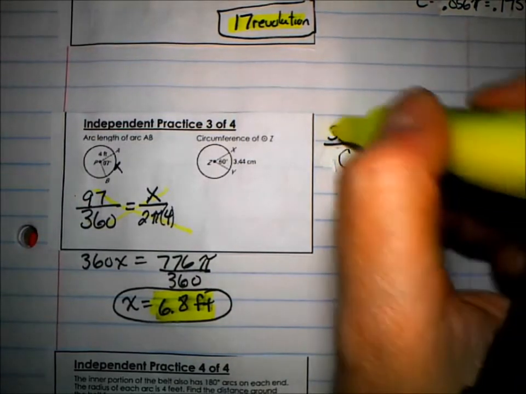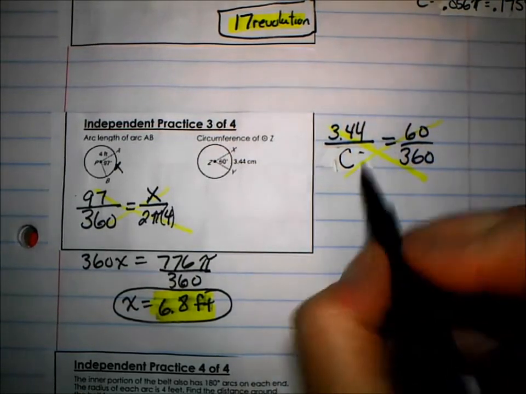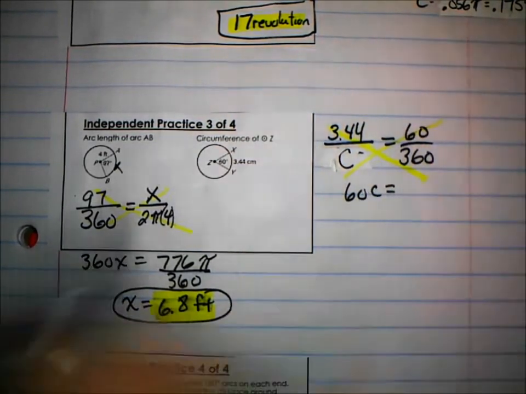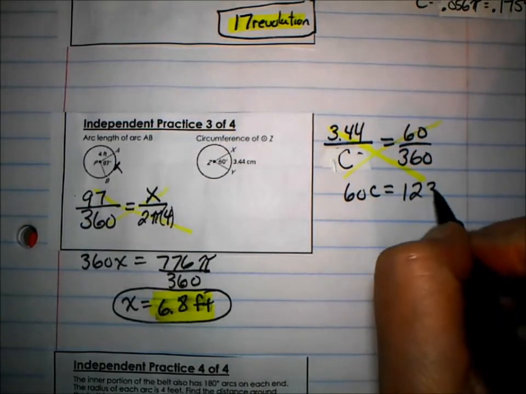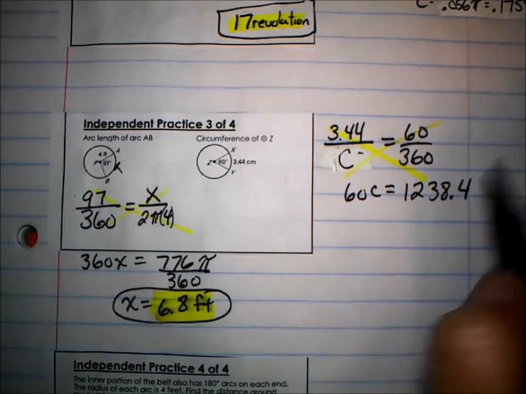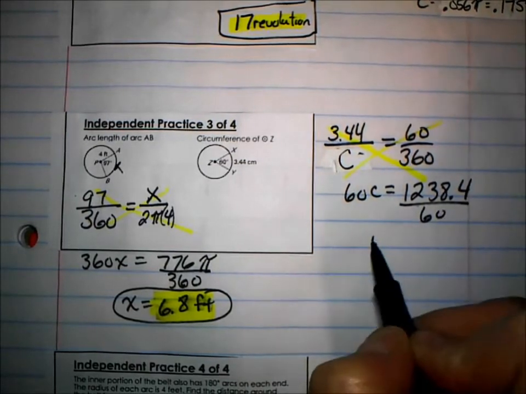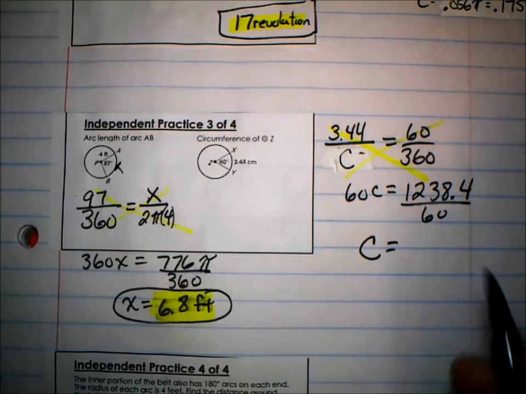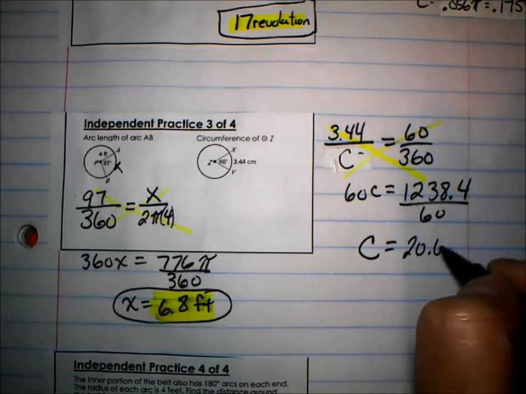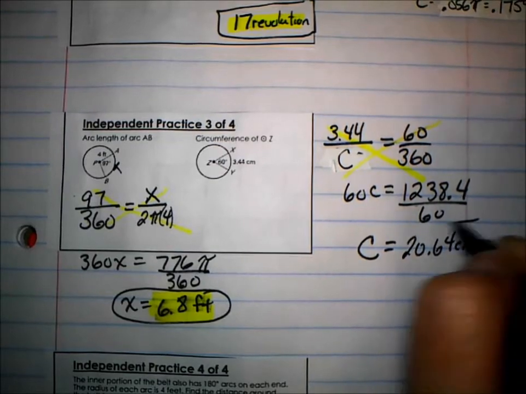I need to cross multiply. It gives me 60 C's is equal to 1238.4, and then I'm going to divide this by 60, and it tells you your circumference is 20.64 centimeters.